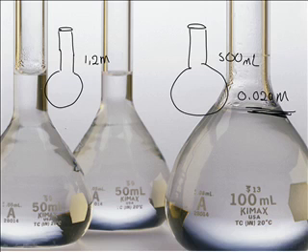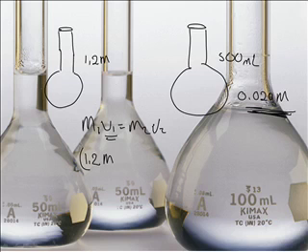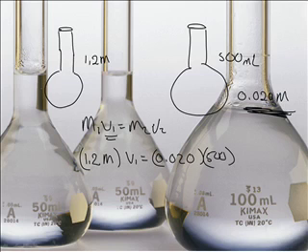To do this, we're going to, of course, use our equation M1V1 equals M2V2. So we're going to try and solve for V1. M1 is 1.2 molar times V1 is equal to M2, that's this number, the 0.020, times 500. So I take both sides, divide by 1.2, so 0.02 times 500 divided by 1.2. You should do this on your calculators too. And I get V1 to be 8.33. Since this was in milliliters, this will be milliliters as well.